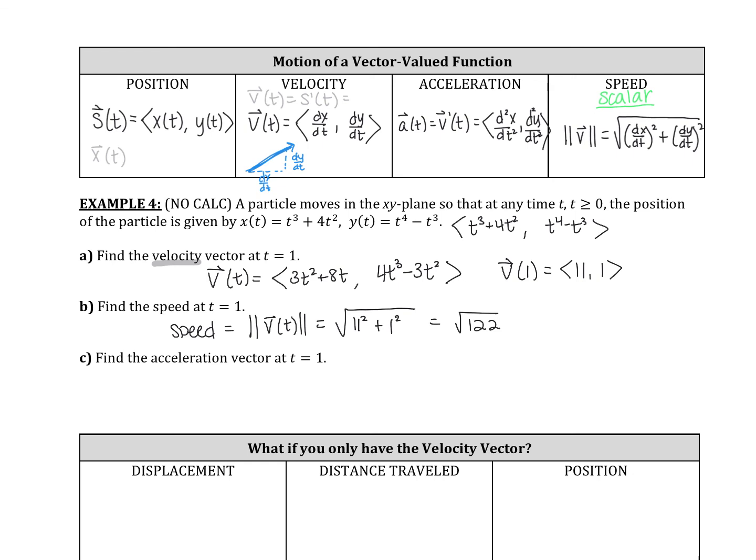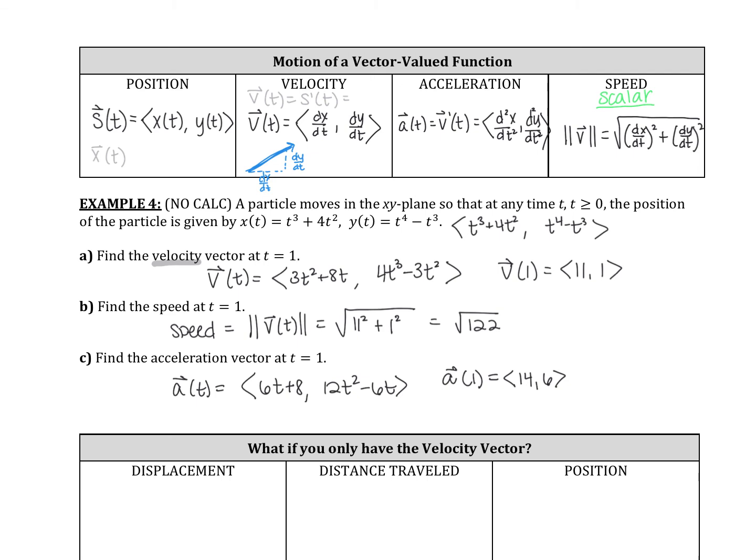All right, the acceleration. Acceleration is the derivative of the velocity, or the second derivative of the position. And so we get 6t plus 8 and 12t squared minus 6t. Now it did ask us to evaluate it at t equals 1, so the acceleration at 1 is the vector 14, 6. How'd we do?